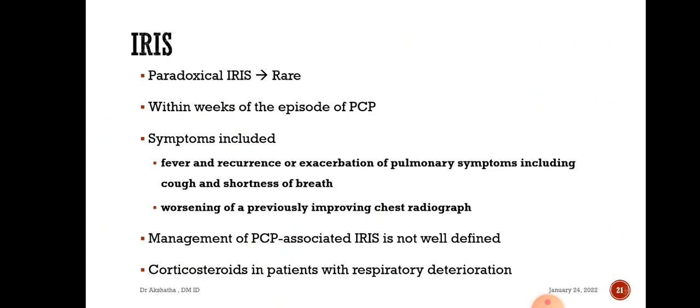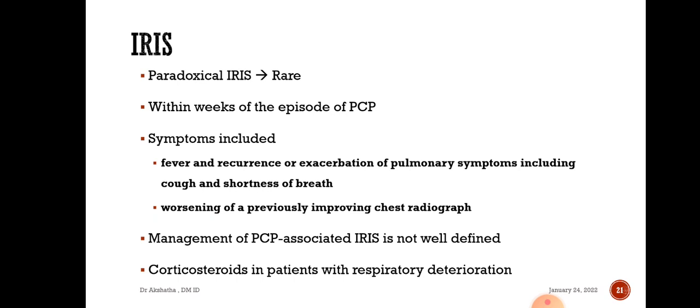So the next important topic is IRIS. There are two types of IRIS, as we know: the paradoxical IRIS and the unmasking type of IRIS. Paradoxical IRIS is quite rare in PCP. In the unmasking type, the patient was not diagnosed with PCP, or was not looked for PCP, and was started on ART. Now he presents with features of PCP, that is, he had PCP before which has got unmasked because of the immune reconstitution.